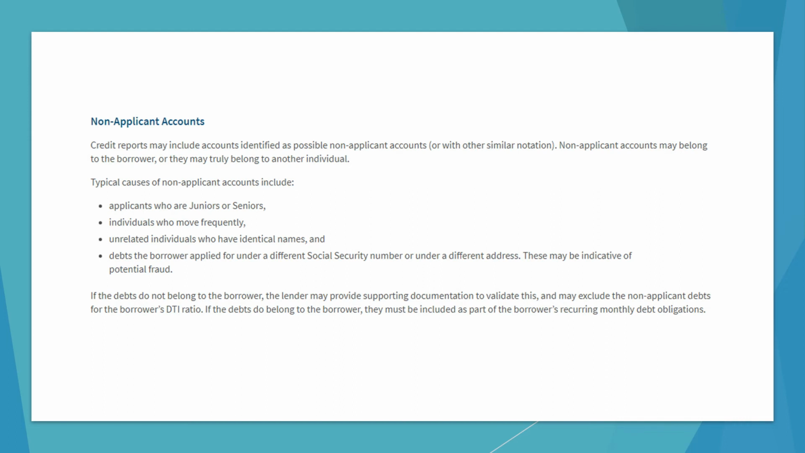Now let's take a look at non-applicant borrower's debts. If our borrower has a debt on their credit report that is not theirs, that they did not apply for, we do not have to hit the borrower with the debt, but we must have clear documentation. Some examples are applicants who are juniors and seniors, that might not be their debt. Unrelated individuals with similar names. Debts that the borrower did not apply for. Authorized user accounts.